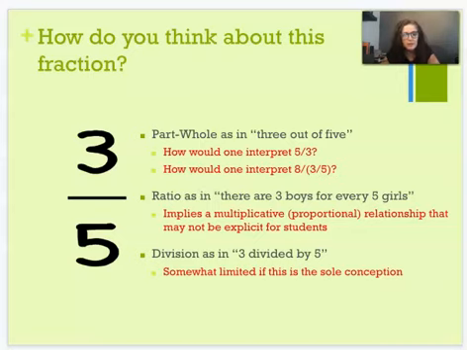You could think about it as a ratio, as in there are 3 boys for every 5 girls. That implies a multiplicative or proportional relationship that may not be explicit for students. You could also see this as a division problem, as in 3 divided by 5. If this is your sole interpretation of this, it might be problematic and limiting. So we can think about it all of these different ways.